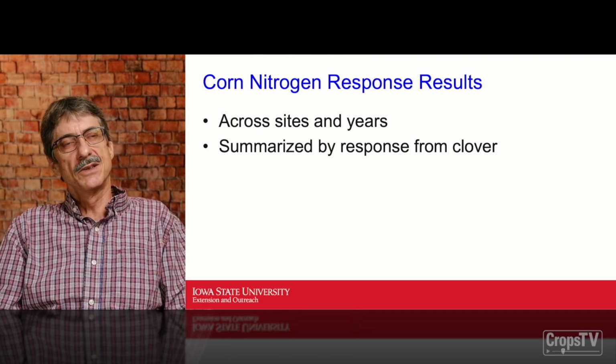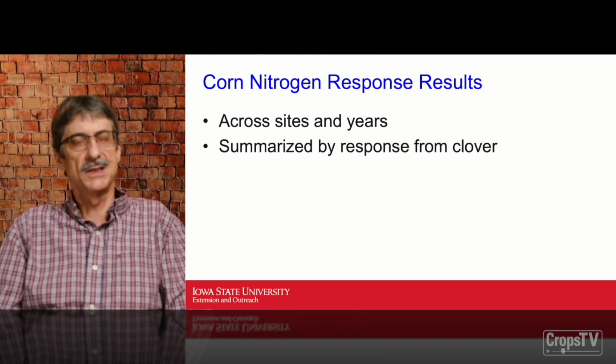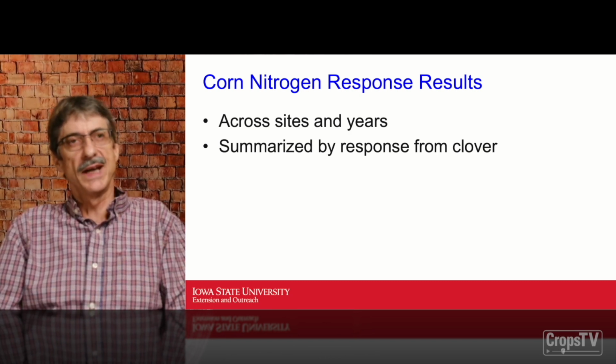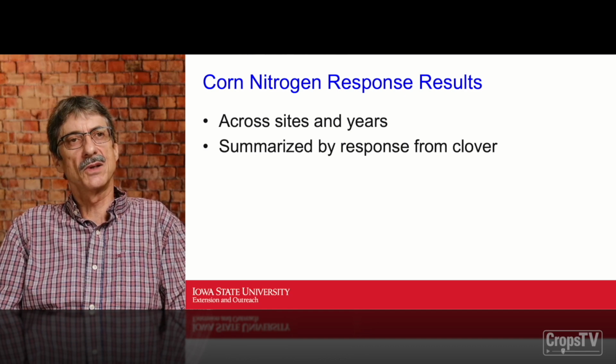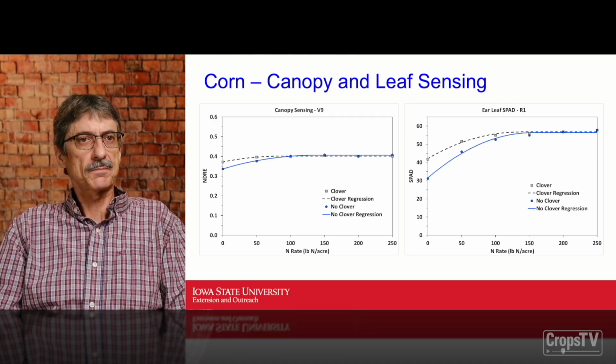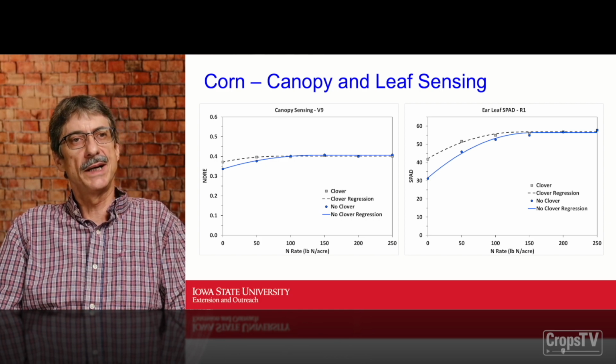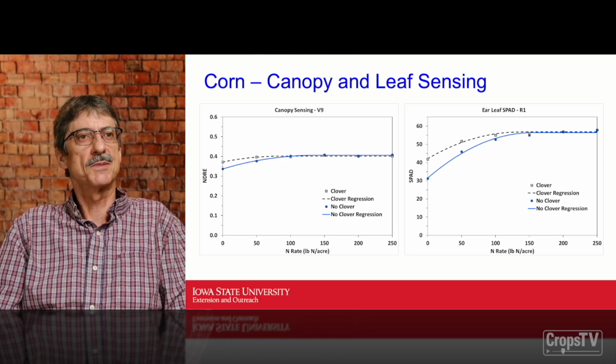Let's move over then to the corn nitrogen response results. Again, these are summarized here by site or across sites and years. We definitely had a clover effect, so we wanted to take a look at with and without the red clover on nitrogen response in the corn. I have two graphs here. Again, set up similar as before. You've got the total N applied on the x-axis in pounds per acre.